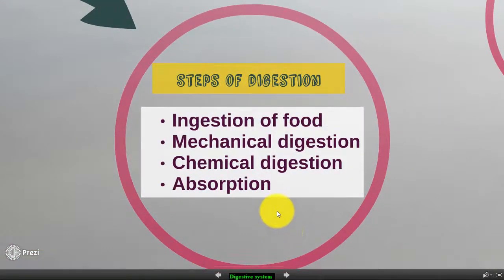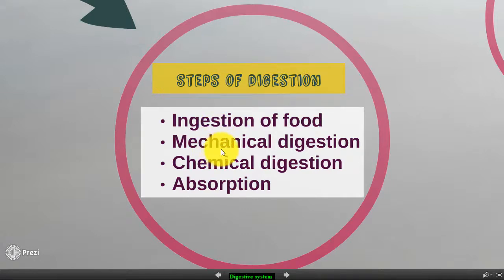Alright, now steps of digestion. There are four steps of digestion: ingestion of food, mechanical digestion, chemical digestion, and absorption. Now let's start with ingestion of food. Ingestion of food occurs in the mouth. Ingestion means taking food from the environment.